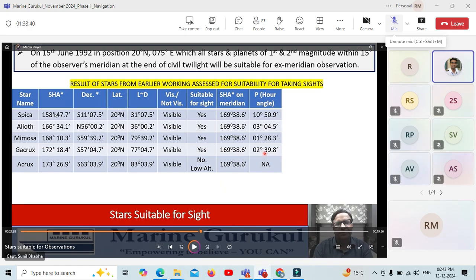Very good beta. Great. So you see beta, basically what we have done here is we have found out how much far away Spica is from our meridian. Spica is 10 degrees away because our meridian is at 169, Spica is at 158. The difference between them is 10 degrees 50.9 minutes. So Spica is 10 degrees 50.9 minutes away from my meridian. Alioth is only 3 degrees 4.5 minutes away. Mimosa is only 1 degree away. Acrux is only 2 degrees away. So this is what we have found out.